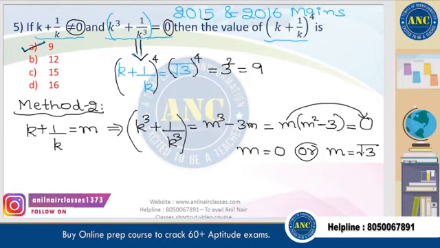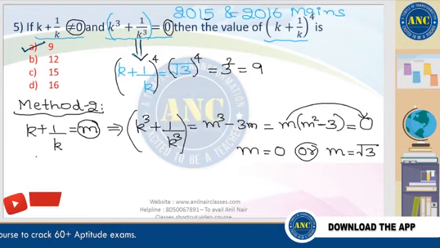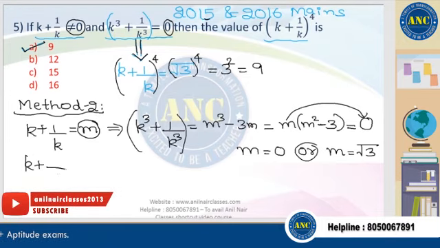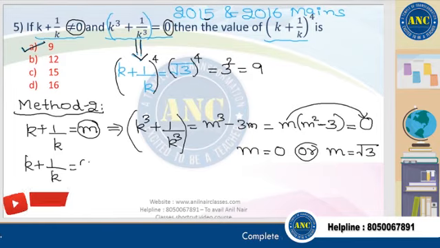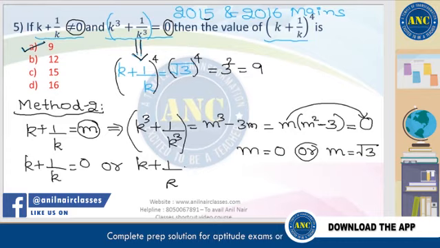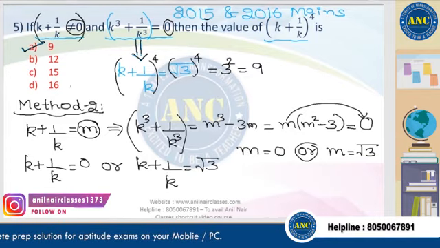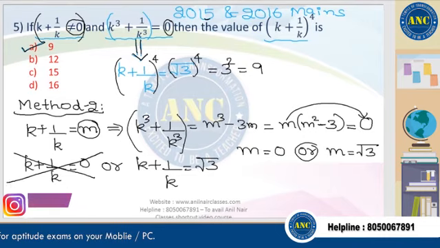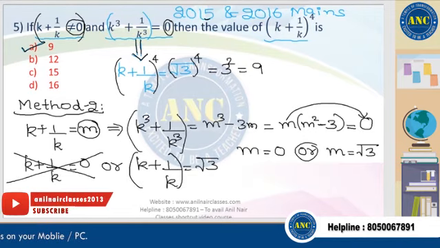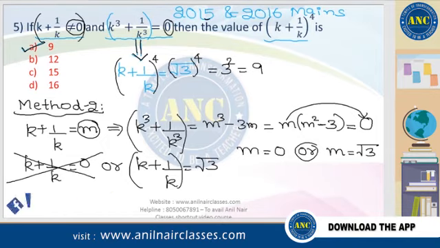That means I can say that m value will be equal to 0, that means k plus 1 by k value is equal to 0, or k plus 1 by k value can also be equal to root 3. But in the question they are saying that k plus 1 by k is not equal to 0. This condition is ruled out. So the only left out condition is k plus 1 by k equal to root 3. This is the generic way of solving it.